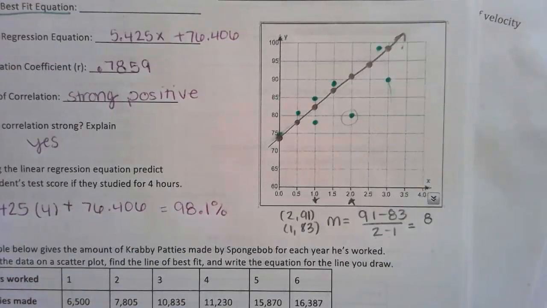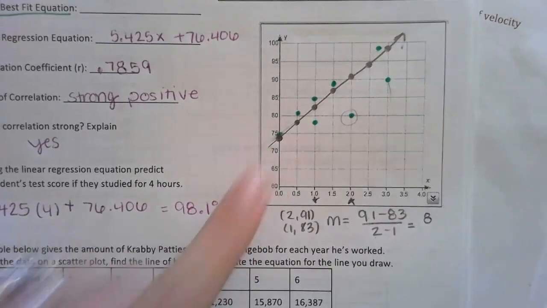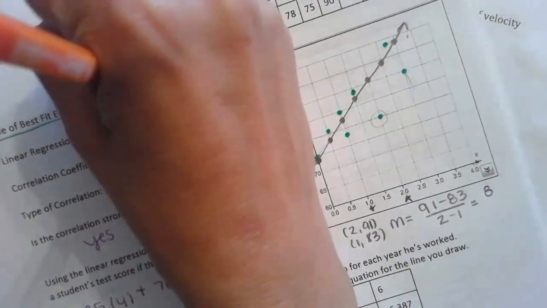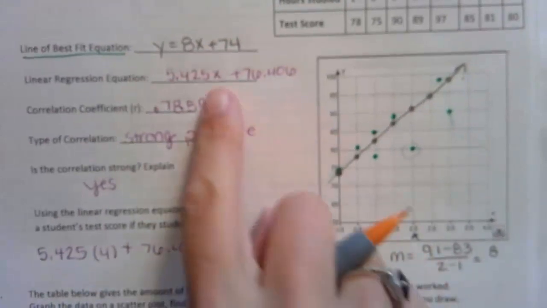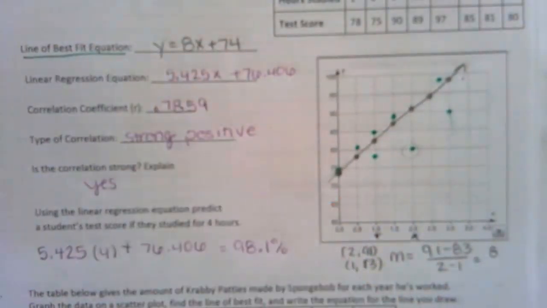And then what we would do with that is plug it in. So it looks like my y-intercept's 74. So we have y equals 8x plus 74. If you compared my equation to their equation, my y-intercept's a little lower, but my slope is a lot higher. So I think that students can improve with less study time, basically, is what my graph's saying.